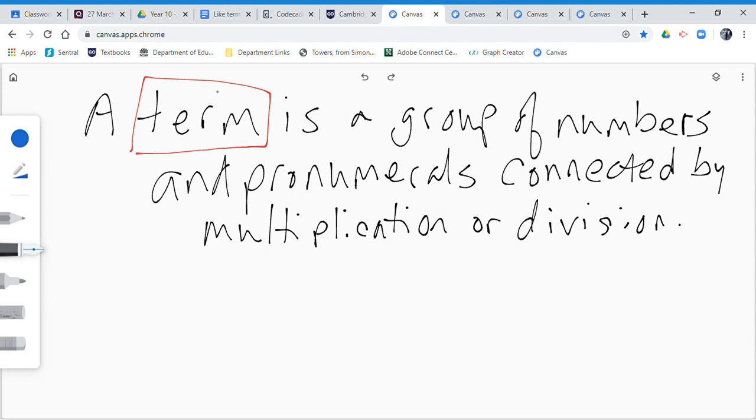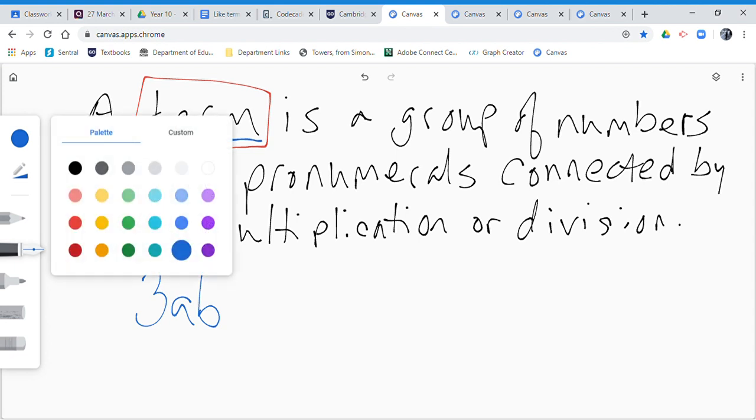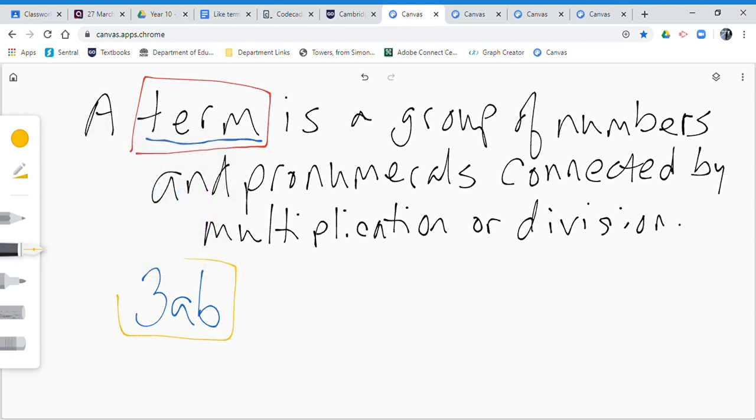But to start with what our lesson is going to be on, a term is a group of numbers and pronumerals connected by multiplication or division. So when I say a group of numbers and pronumerals, you can think of a term as something like this. We could say 3ab, and that would be right there an example of a term. That is a term right there.